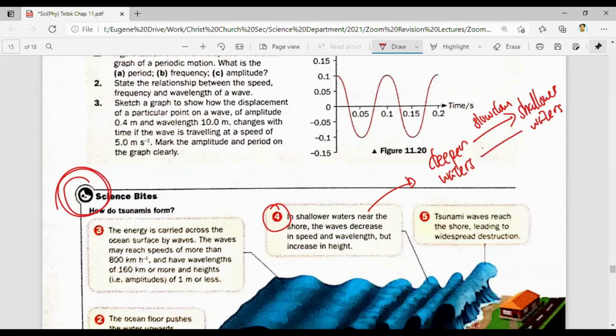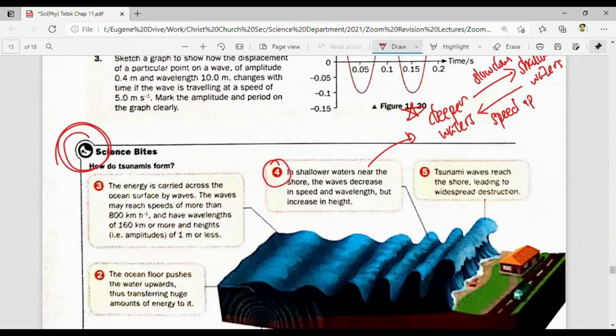Now, obviously, the other way is true. If a wave is traveling from shallower waters to deeper waters, it will actually speed up. This is an important point I need you to note, because some of the questions do sometimes apply this. So do take note of this.